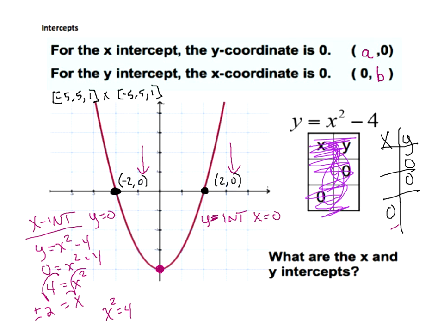To find a y-intercept, it's the exact opposite. I'm going to plug in 0 for x. So for y equals x squared minus 4, y equals 0 squared minus 4, that's a 0. So y is negative 4. And you can see that corresponds to the point 0, negative 4 right there. So whenever you want to find a y-intercept, you plug in 0 for x. Rule of thumb, whatever intercept you're looking for, plug in 0 for the other variable. Everybody okay so far?